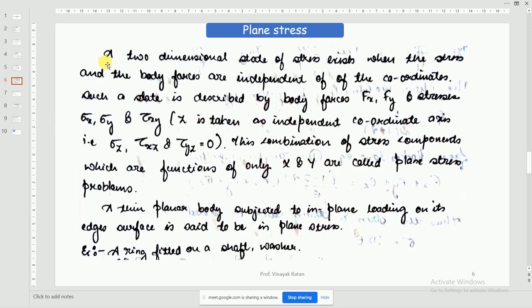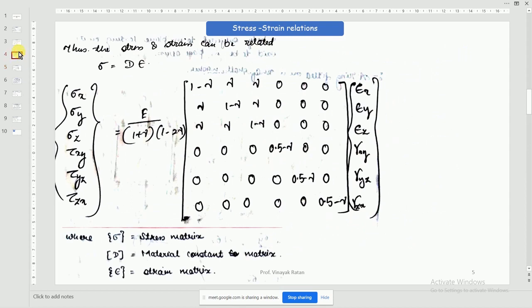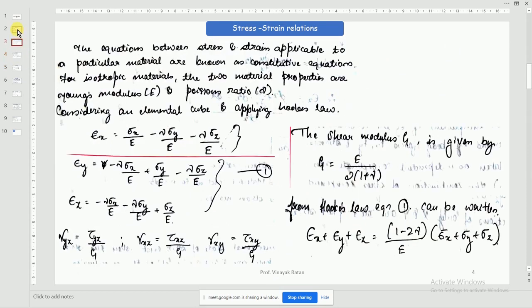Taken down? Now, for this plane stress condition, we'll write the equations which we have gone through in the previous class: equilibrium equations, strain displacement relations, and stress strain relations. We'll apply the plane stress condition to them and rewrite those equations now. So what is the condition here? Sigma z, tau xz, and tau yz will be equal to 0. When these three are equal to 0, what do these equations from the previous class reduce to?